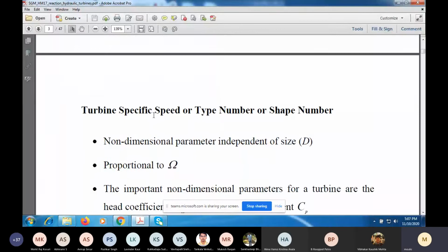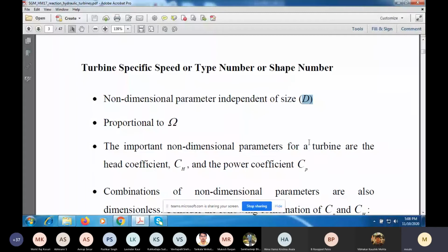Now, you would also like to have a specific speed for the turbine. It's also called a type number or shape number because the value of the specific speed at the maximum efficiency point depends on the shape of the turbine. So this is a non-dimensional parameter. Since it's called speed, we'll make it proportional to the angular speed. And we want it to be a number which is independent of the size so that it depends only on the shape. So we can have a family of geometrically similar turbines which have the same shape but different sizes. But for a given shape, the value of the specific speed at the best efficiency point will be a constant which is independent of D.